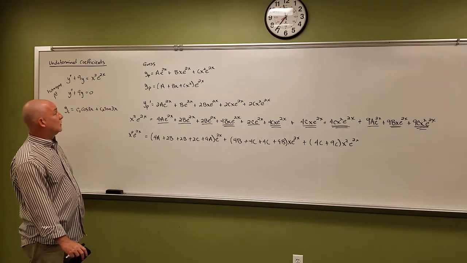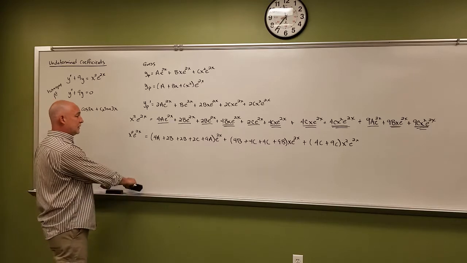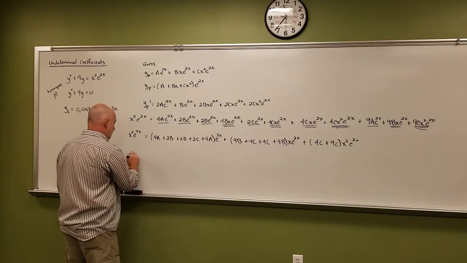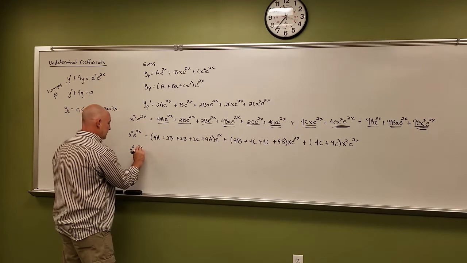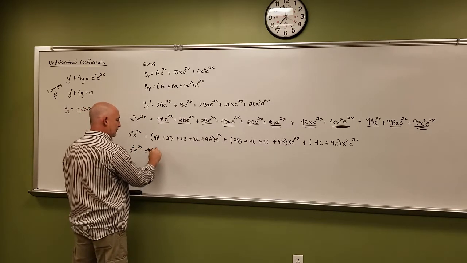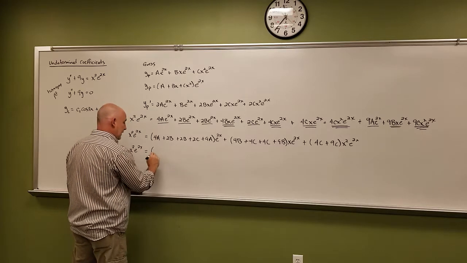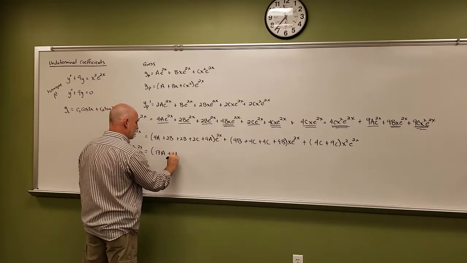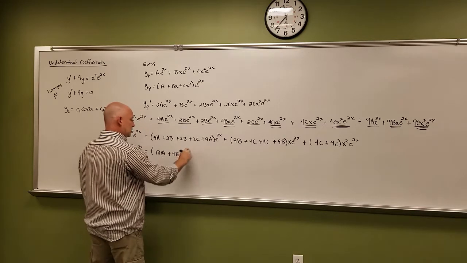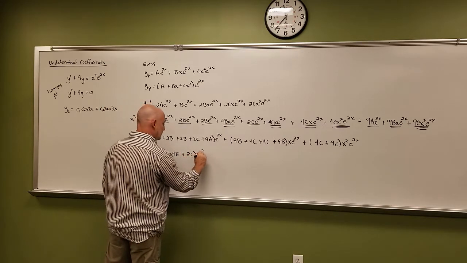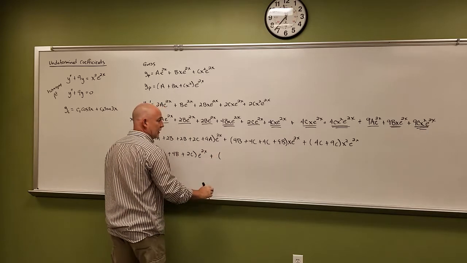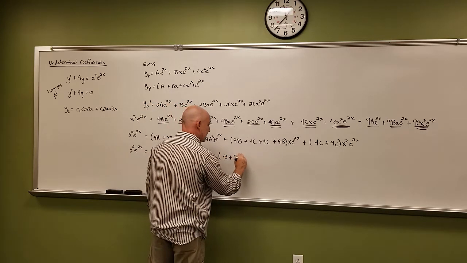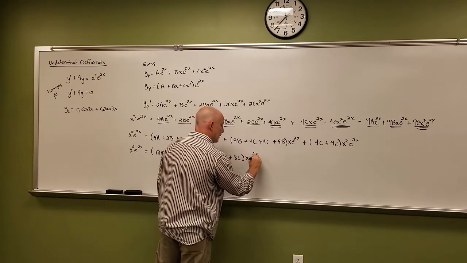4c and 9c. All right, so let's take a look at what we have here. Now, if we combine all of our like terms in here, we have x squared e to the 2x. I have 4a and 9a give me 13a plus 4b plus 2c e to the 2x. Plus, here I have 13b plus 8c x e to the 2x.